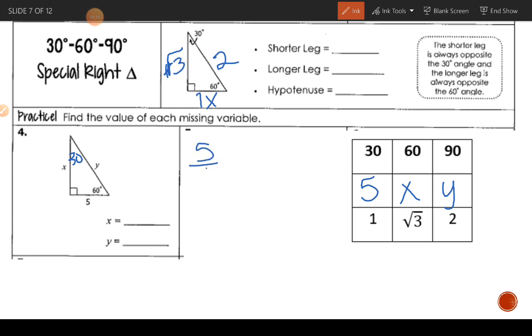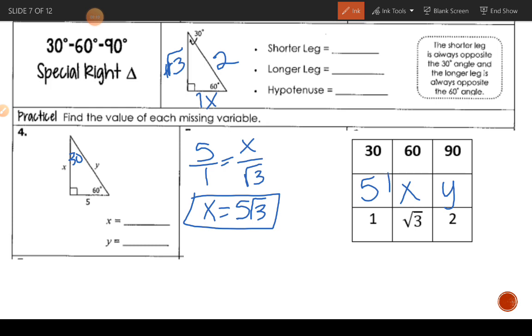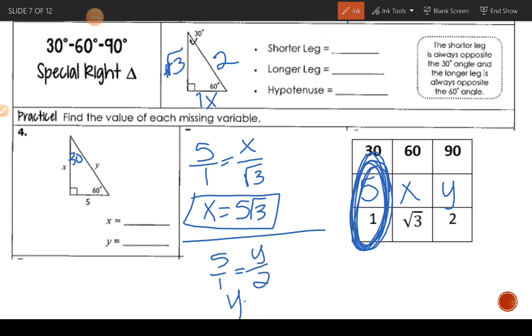So we have 5 over 1 is equal to x over radical 3. When we cross multiply, we get x is 5 radical 3. There's our one answer. Then we keep going from the one that we have. So we have 5 over 1 is equal to y over 2. Cross multiply, and I get y is equal to 10. So this was an easier one, but see how the table is very helpful with this.